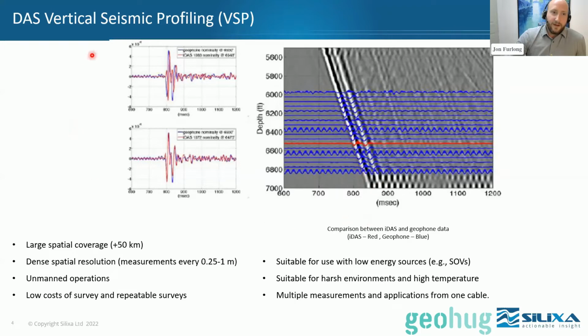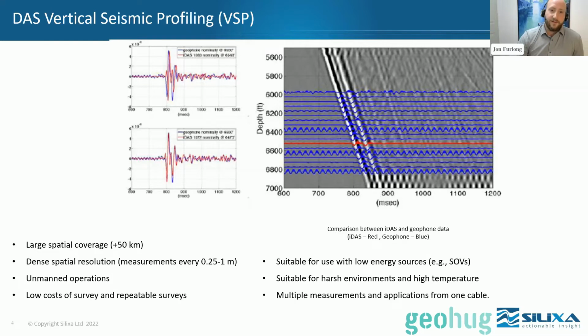And then on the left here, you can see the geophone response in blue and the DAS response in red, and just how those signals in frequency, amplitude, and polarity match each other really well. Just emphasizing that for many of the applications where you can use a geophone, you can use a DAS array, and then you can extend that DAS array to 50 kilometers or more with that dense spatial sampling of 1 meter, or even greater in some cases, up to 25 centimeters.